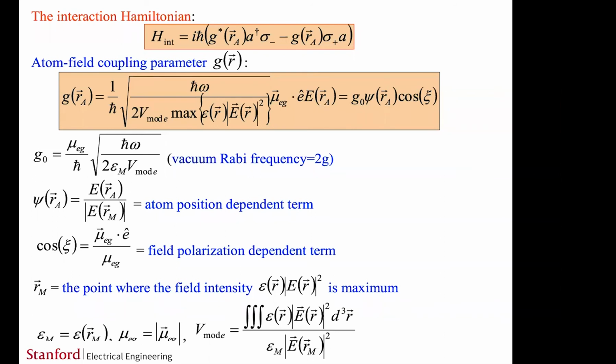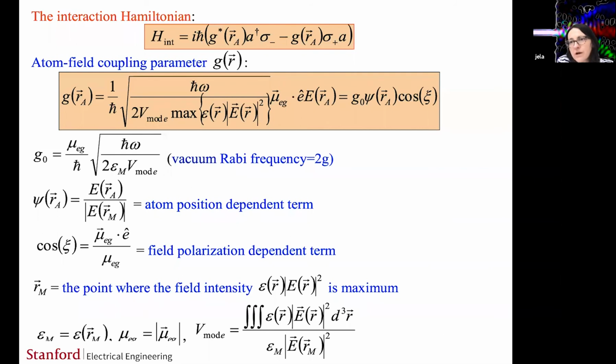You can reduce the mode volume. Exactly, decrease the mode volume. Yes, so that's basically the reason why people bother making smaller resonators, because this whole thing, which is describing the interaction between atom and the field, scales as 1/square root of the mode volume. So if your extent of electric field is smaller, if you squeeze your field into a smaller volume, then you will have stronger interaction.